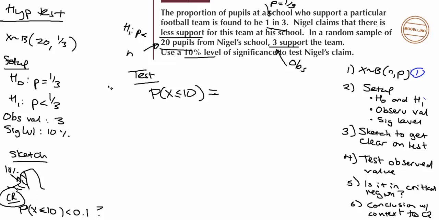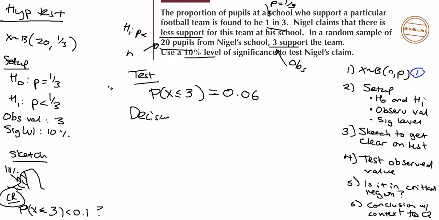3, right? 10. Wait, why have I got 10? My bad. What am I doing here? This should be 3. 3. 0.06. Whatever, yeah, 0.06. Decision.